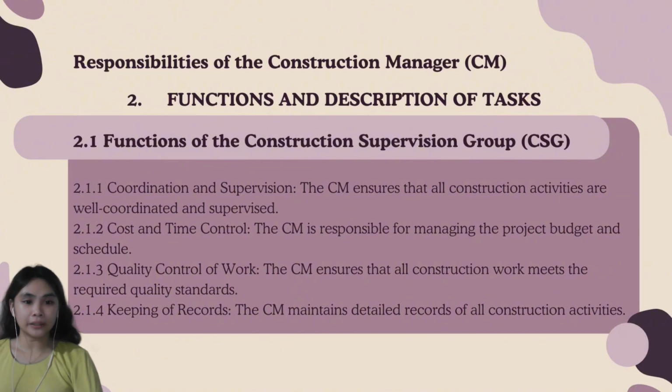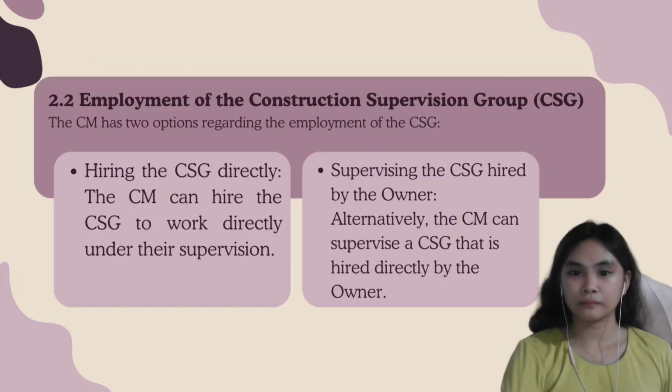Next, keeping of records. The CM maintains detailed records of all construction activities. This includes documenting progress, keeping track of expenses, and maintaining records of any changes or issues that arise during the project. So, employment of the Construction Supervision Group. The CM has two options regarding the employment of the CSG. First, hiring the CSG directly.